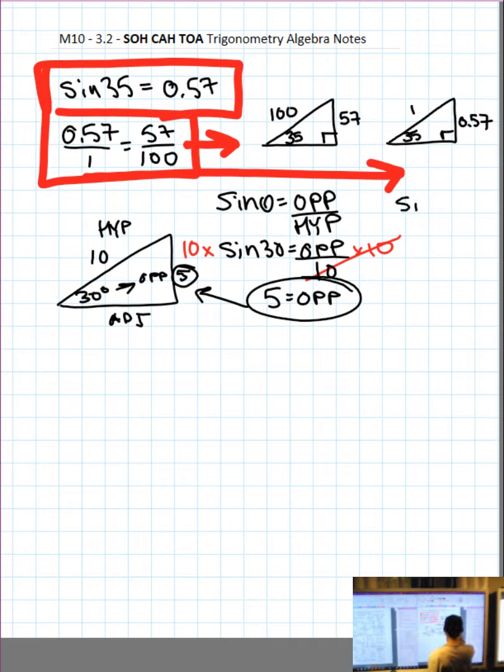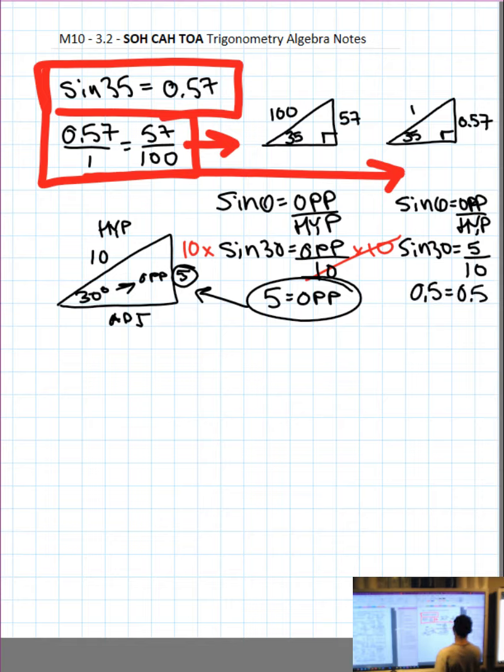Rewrite sine theta equals opposite over hypotenuse. Substitute: sine 30 equals opposite, which we now know is 5, over hypotenuse, which we now know is 10. As we learned from grade 8 equations, we type the left-hand side into our calculator and get 0.5, and type the right-hand side into our calculator and get 0.5. So we know our answer is correct.